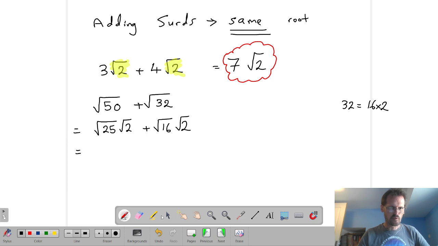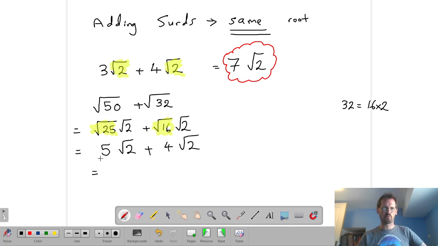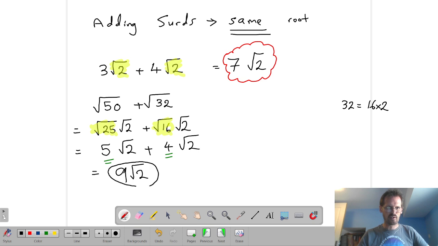Now, root 25 we can do, root 16 we can do. They're nice numbers, so that's just 5 lots of root 2. And that one there is 4 lots of root 2. How many root 2s have we got? We've got 5 of them, and we've got 4 of them. That's going to give us 9 of them, isn't it? 9 of those. There it is, simplified. So root 50 plus root 32 simplifies down to 9 root 2.